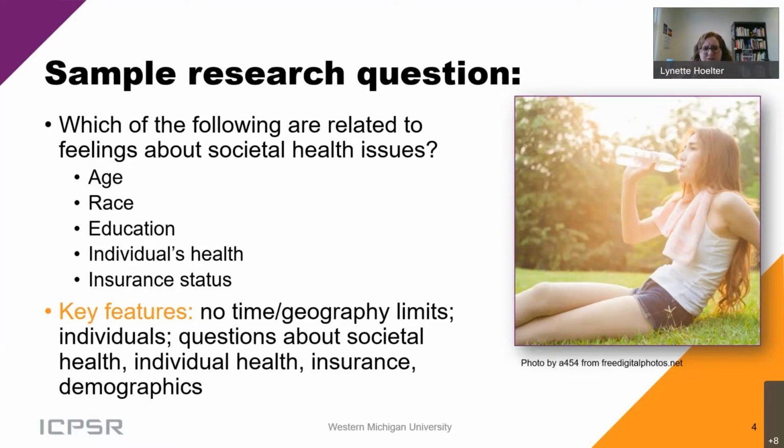I want individuals because I want to know how their own health affects their thoughts about healthcare access and things like air quality and nutritious food for other people in the society. So we also need to have those kinds of questions about societal health. We need to have questions about health insurance, the individual's health, and then the basic demographics.